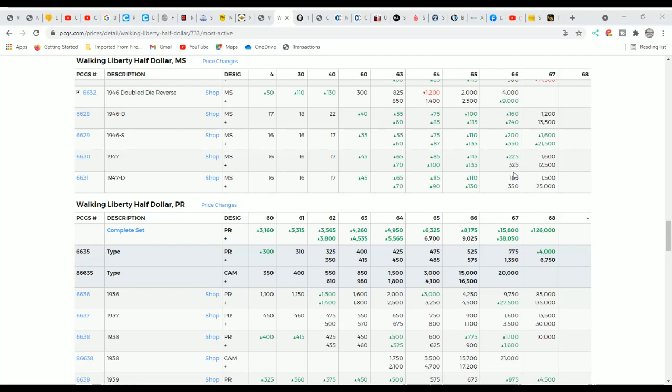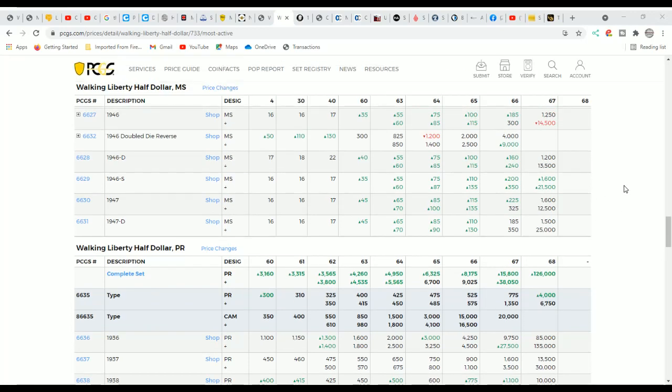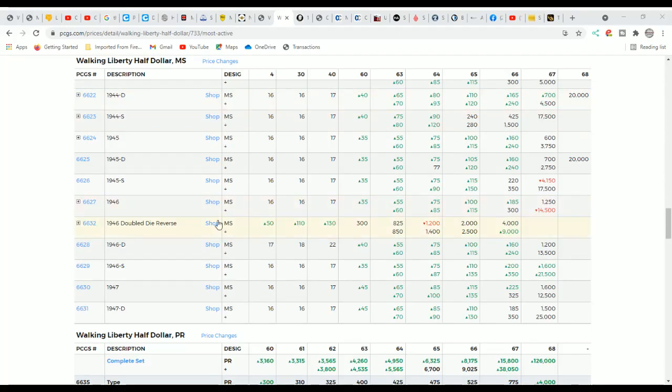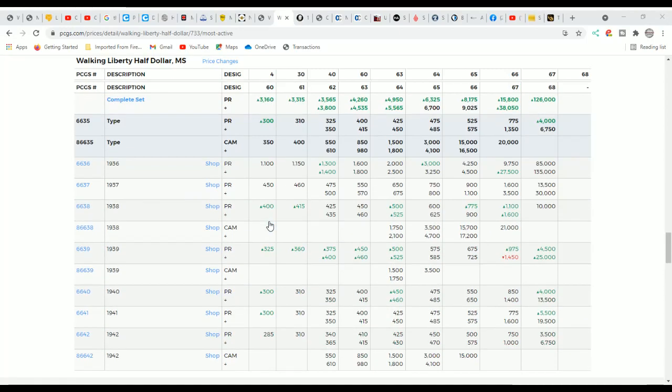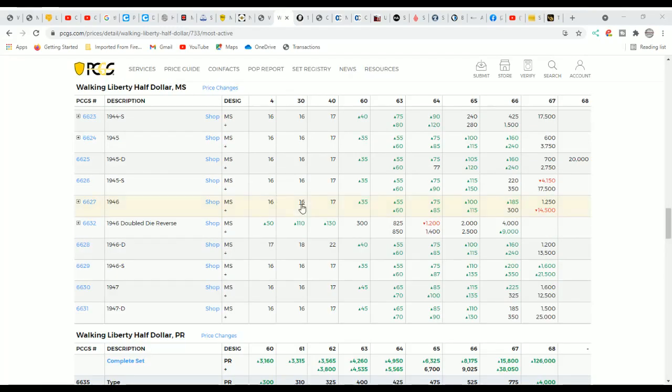If you were to get one that graded 67, it's $1,500. I'm not saying you could, but that would be the whole value of the set. A lot of people do that, they look for a 67 and hope they can get it. I don't think they're 67, so you really want to go by the lower grades. But you have four of these Walking Liberty halves in here, it's a double mint set. If you get the 66 or 65, you're talking a little over $400 retail value for just the four.